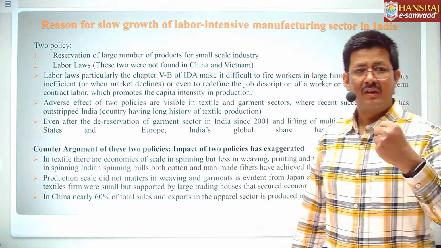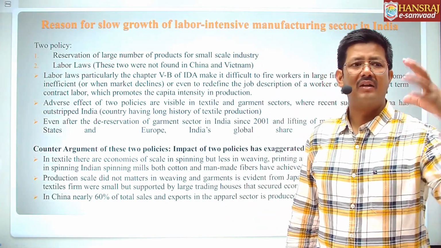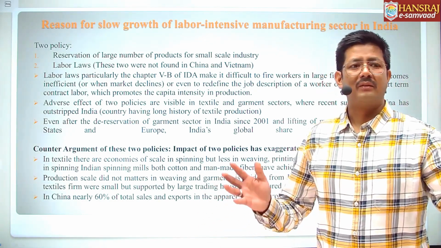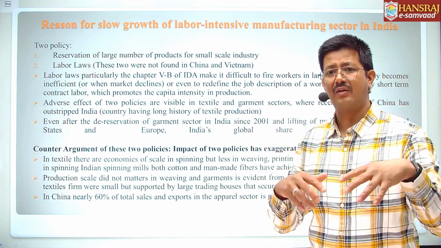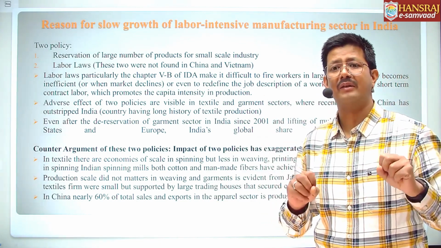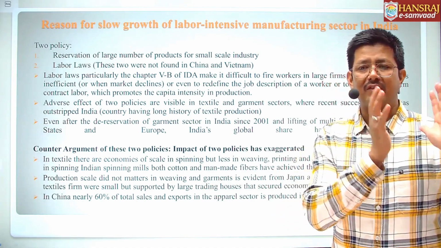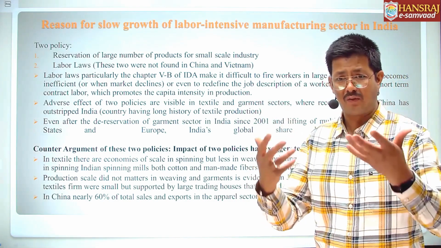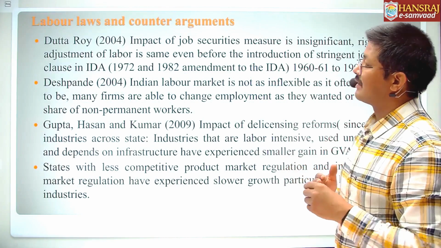So this is the argument: the reservation of products under small scale was the reason behind the low growth of the manufacturing sector. Now the counter argument: people are saying that most of the manufacturing sector in China is in the small sector, but China is growing and India is not. And then we have the labor laws and the counter argument.